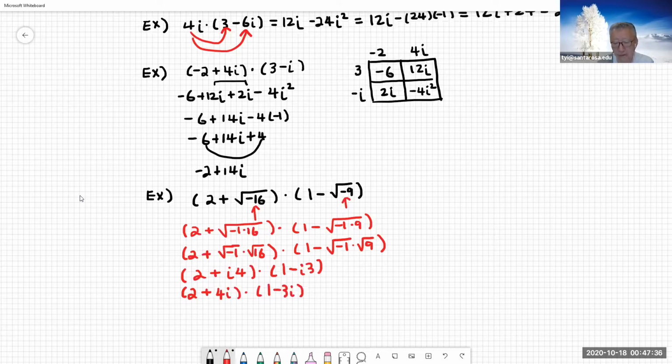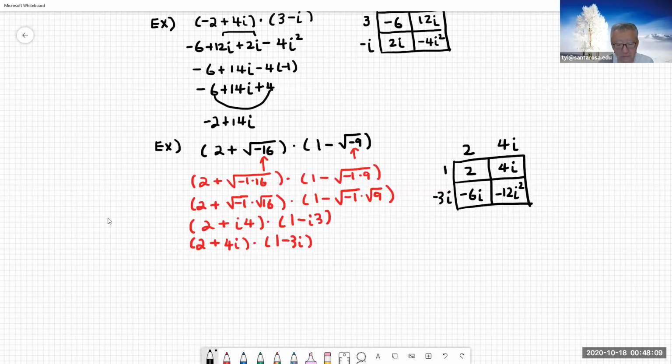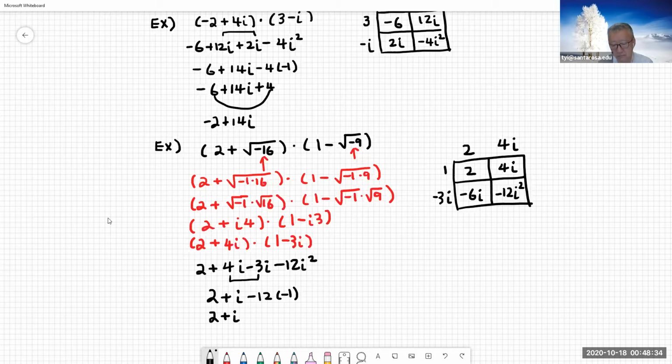Now you're going to have to put them into the table and multiply them, just like what we did above. So you got 2 and the 4i and the 1 minus 3i. So you got 2, 4i, minus 6i and minus 12i squared. Let's rewrite this and see if we can simplify a little bit here. So I have a 2 plus 4i minus 3i minus 12i squared. So if I combine these two, we get what? 2 plus i. Now remember, i squared is going to be negative 1. So you got 2 plus i minus 12 times minus 1, we get positive 12.